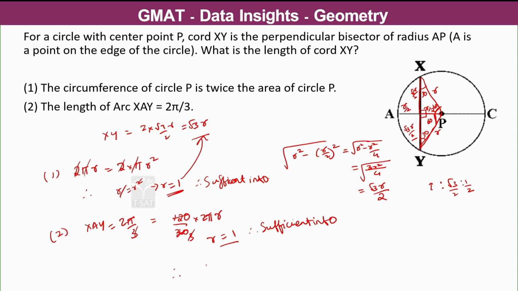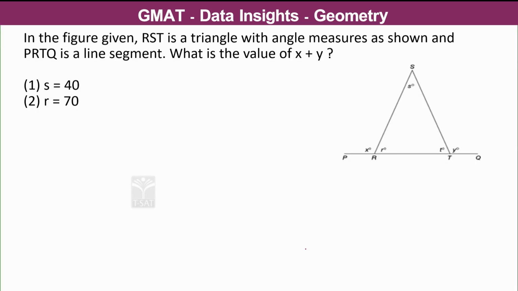Therefore, the answer is answer option D, where each statement alone is sufficient to answer the question. Now, let us see the next question. In the figure given, RST is a triangle and the angle measures are shown. PRTQ is a line segment. What is the value of x plus y?